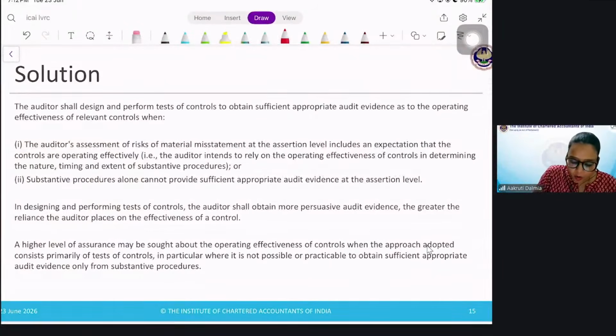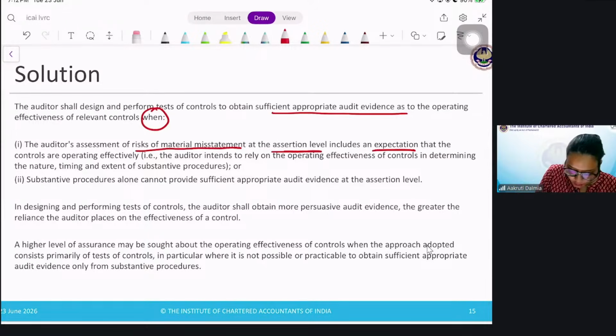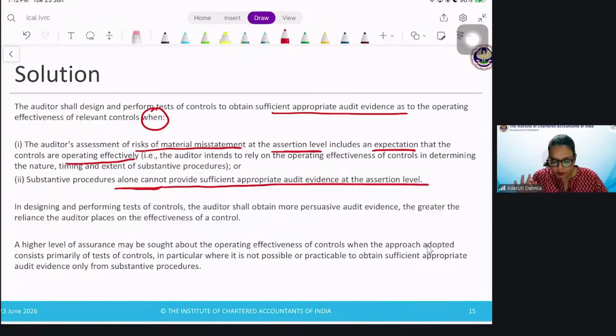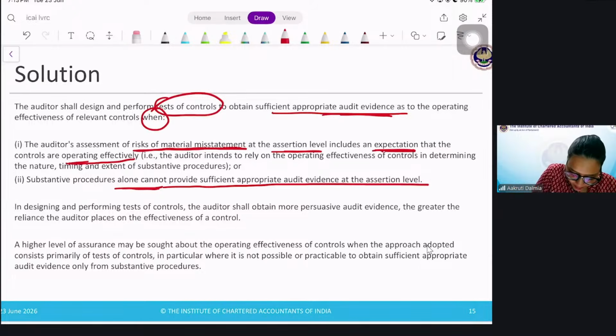What does it say? The auditor shall design and perform tests of control to obtain sufficient appropriate audit evidence when the auditor's assessment of risk of material misstatement at assertion level includes an expectation that the controls are operating effectively. This is given in your book only. When will you do tests of control to obtain evidence? We will do it because we have already assessed the risk of material misstatement. You have seen that there is an expectation that you have to find whether the controls are operating effectively, which means the auditor intends to rely on operating effectiveness.